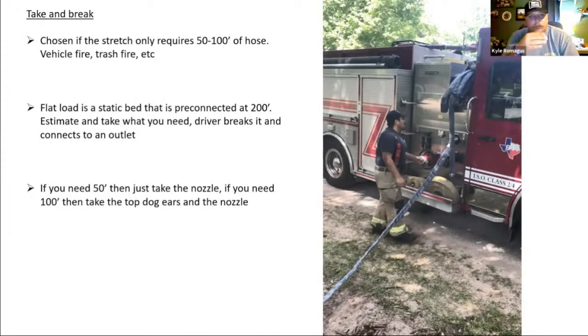So pre-connect these reducers on the side of the rig, just save yourself a step. As it says, chosen if the stretch is only 50 to 100 feet of hose: vehicle fire, trash fires, dumpster fires, stuff like that. If you don't have a bumper line, which we don't on this rig, the flat load's a static bed that happens to be pre-connected at 200 feet. Estimate what you need, take it, and then break it. If you need 50 foot, just take the nozzle. If I need 100 foot, take the dog ears and that section of the first short sections there that we talked about earlier.